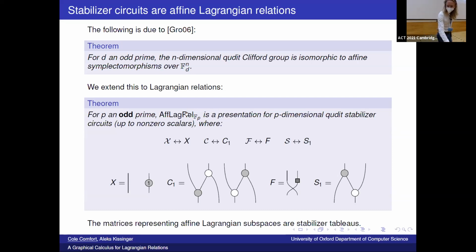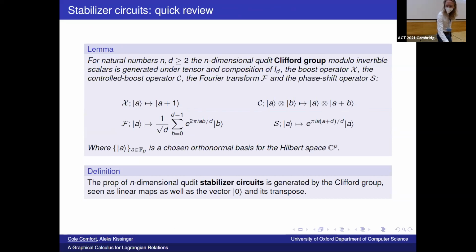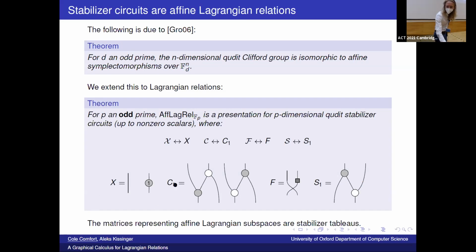So we send the boost operator to this gate here that we added to get affine Lagrangian relations, and then we send the controlled boost operator to this thing, which is doubled. So this is a Lagrangian relation. The Fourier transform goes to this one, and the phase shift goes to this one, and it can be shown that this assignment is functorial and an isomorphism. And for those with quantum knowledge, the matrices whose rows span the affine Lagrangian subspace are exactly the stabilizer tableaus used in quantum error correction.